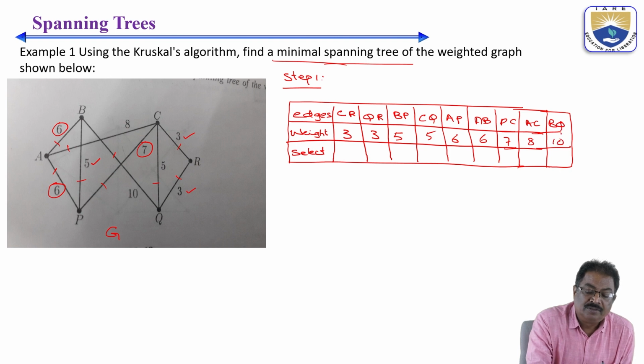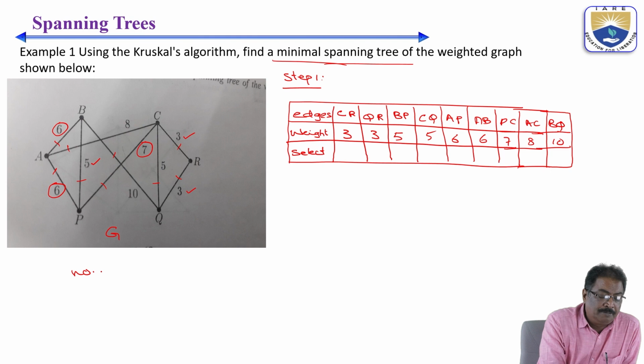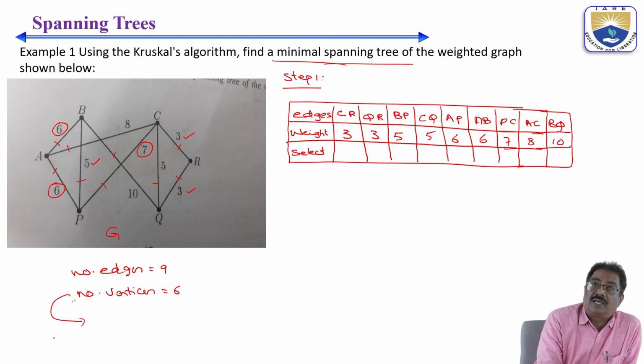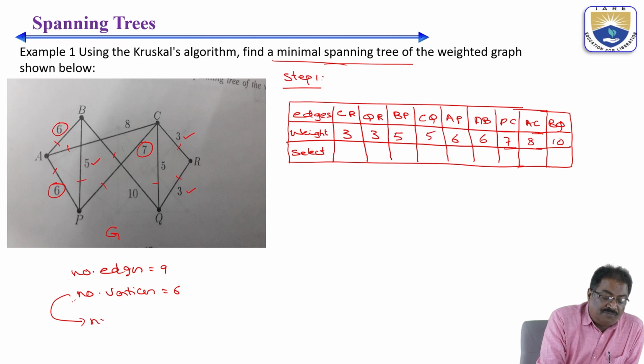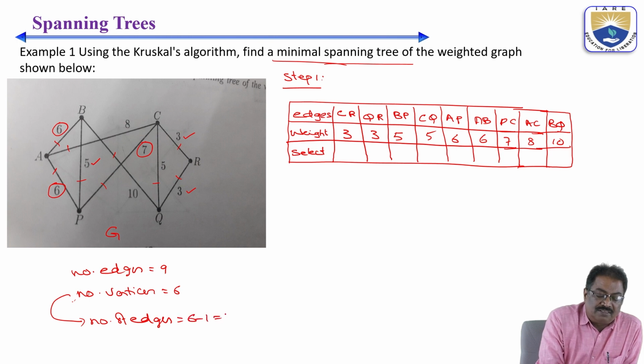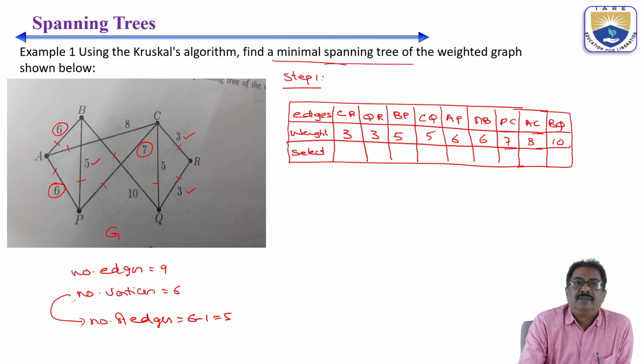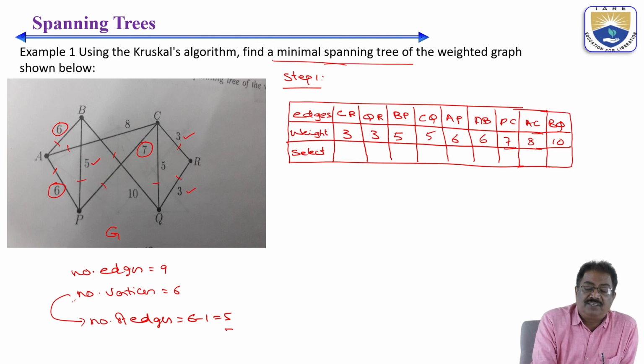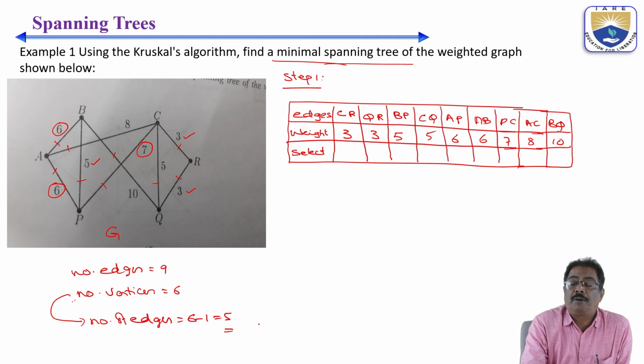So how many edges are there? 1, 2, 3, 4, 5, 6, 7, 8, 9. So the number of edges is 9. How many vertices? 1, 2, 3, 4, 5, 6. The number of vertices is 6. So for any spanning tree that we construct, the number of edges is only n minus 1, so we have to select 5 edges. While selecting the 5 edges, no loop should be formed.